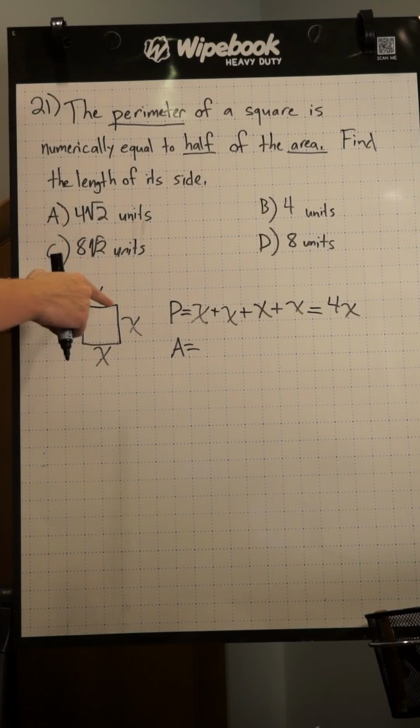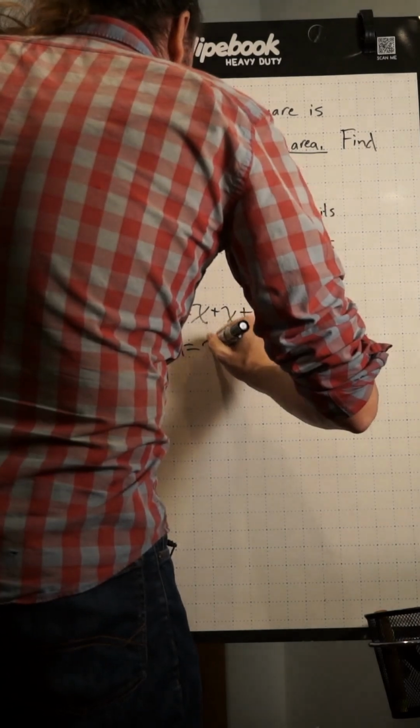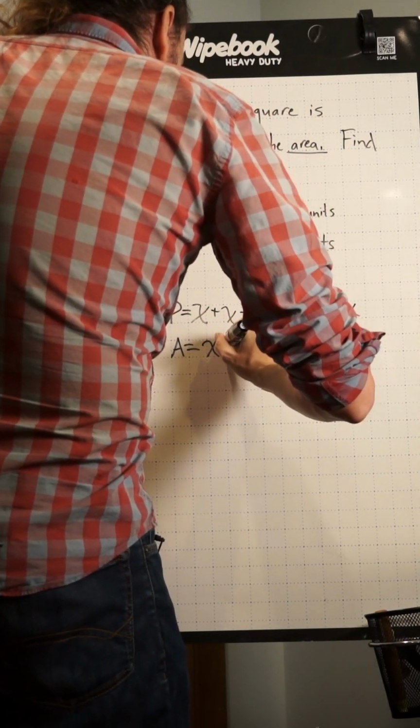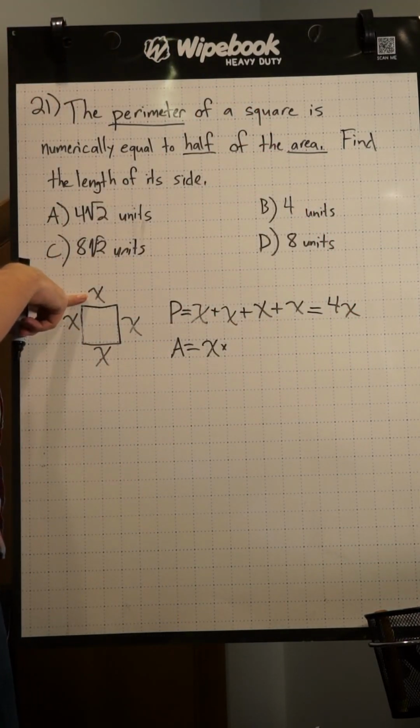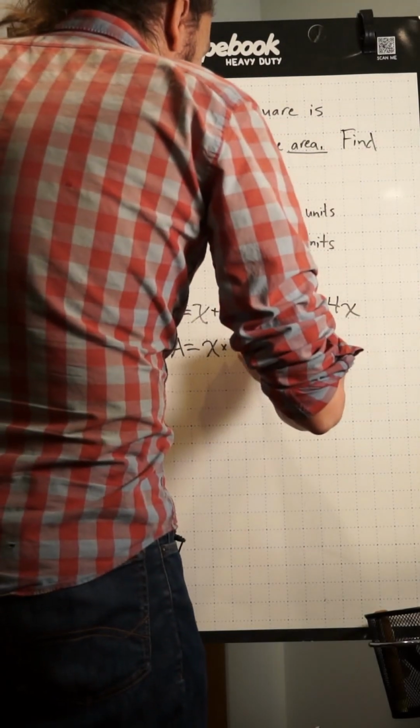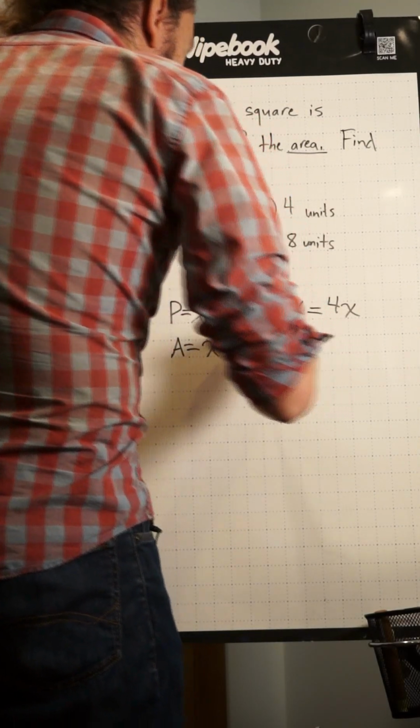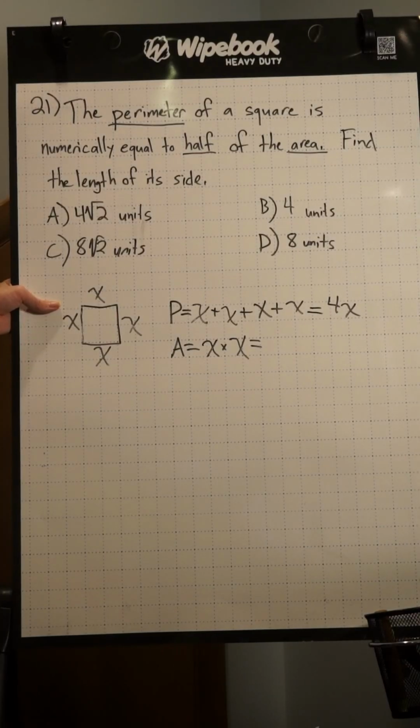For any quadrilateral, or any shape like the square, we just need to take the length times the width. So let's say the length for the square is x, times the width of the square, which is also x. Okay, so now that's the area. Now we can simplify it.